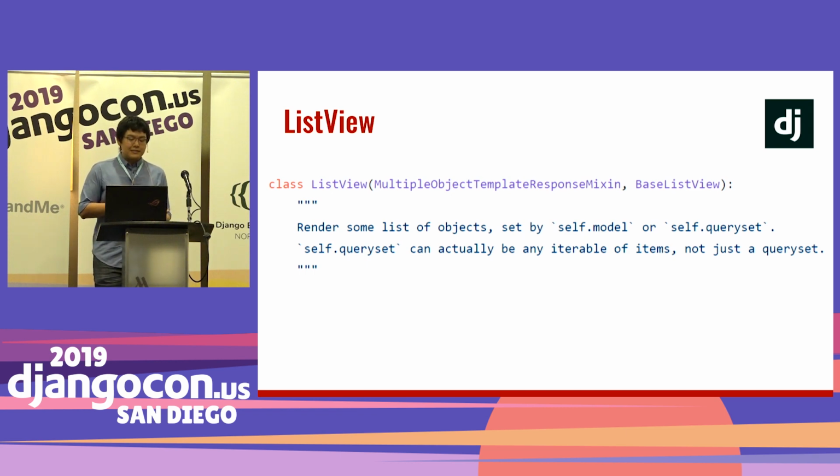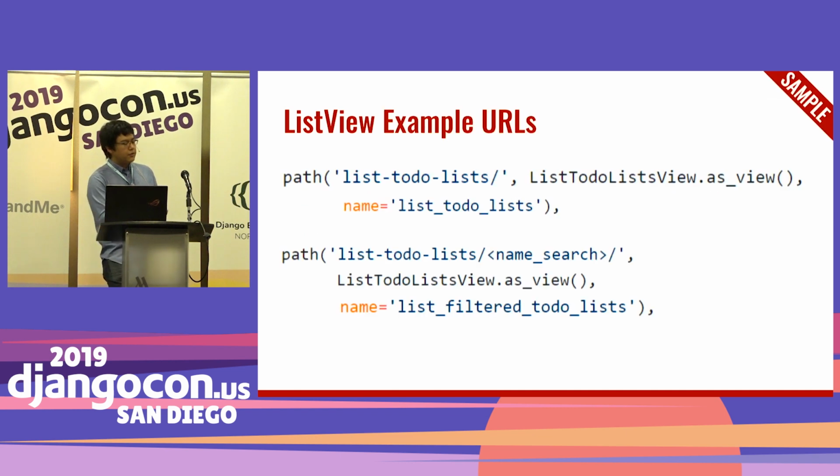One downside is it doesn't set up an easy way to filter your data. So if you need to filter it at all, yeah. I will show you an example, though, of how you can filter it. So here we have two URLs. They both lead to the same list to-do list view. I should have chosen different names. One of them is just straight to the URL. The other one captures name search.